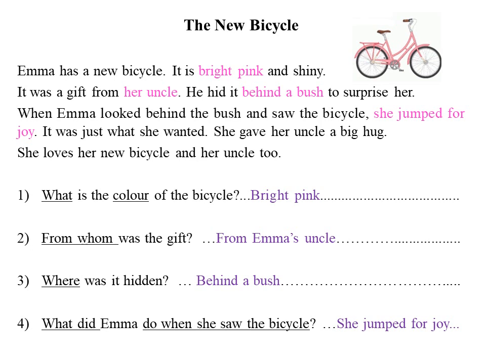Number 3. Where was it hidden? Here it means the bicycle. So the answer is behind a bush. Last question. What did Emma do when she saw the bicycle? What did you write as the answer? It should be she jumped for joy, not she gave her uncle a big hug. Hope you have got all the answers correct.